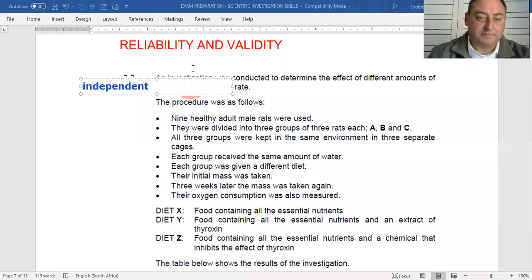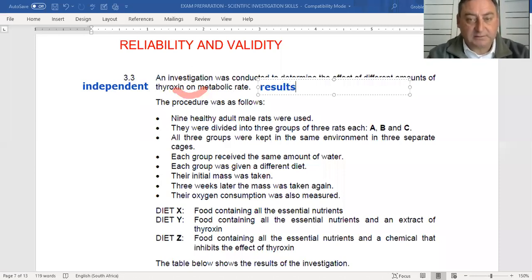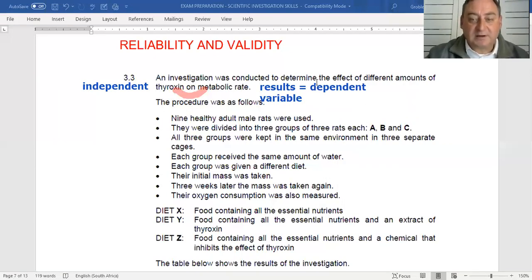Independent variable is the thyroxine, because that is the cause. And the metabolic rate will be the results, isn't it? The effect. The results is always called the dependent variable, because the results depend on the other one. So we want to investigate, if these mice eat a certain diet with thyroxine in, how will it influence their metabolic rate?